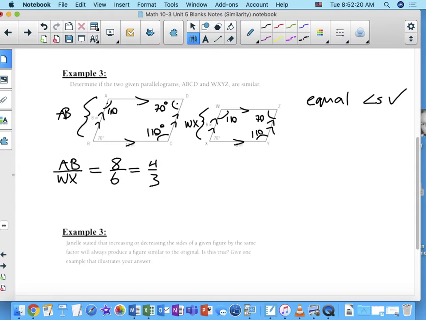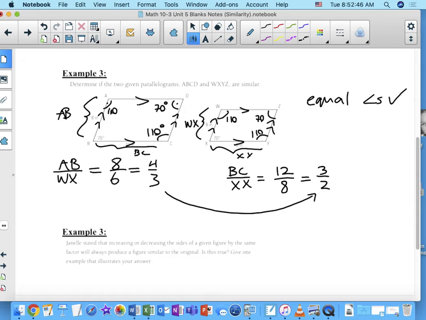And if we compare the bases, we can call this part BC and this part XY. We're going to get BC over XY. That is 12 over 8, which is 3 over 2. Okay? Now, these proportions are not equal. So the sides, the corresponding sides, are not proportional to one another. Okay? Therefore, these are not similar.